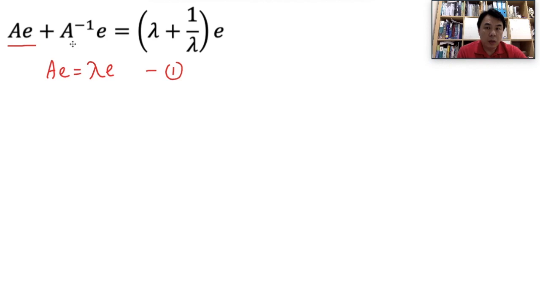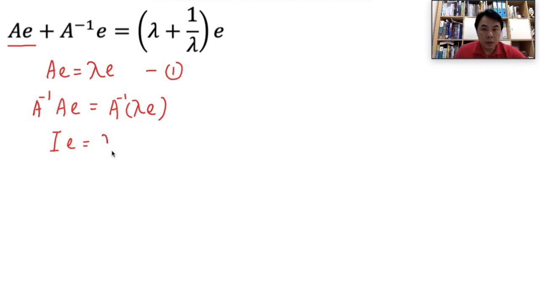Now the only challenging part is the inverse of matrix A here. How are we going to derive its eigenvalue property? So to do that, we're going to make use of equation number 1. We're going to introduce the inverse on the left hand side and the right hand side. So just like this. Okay.